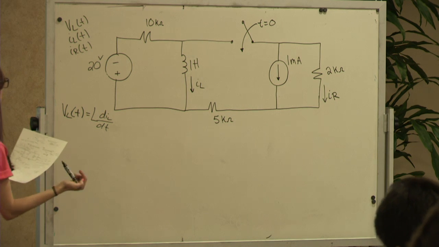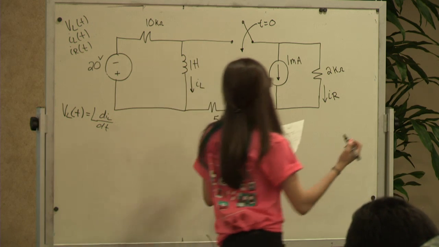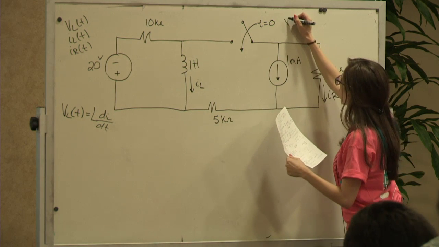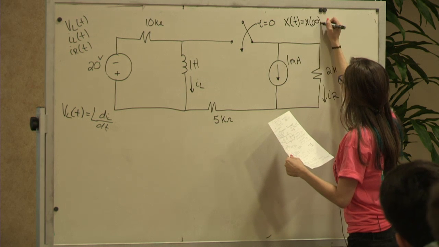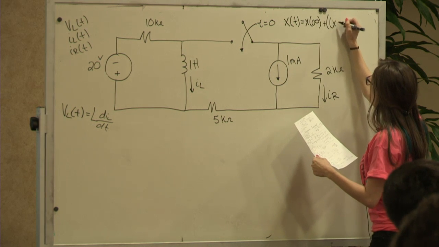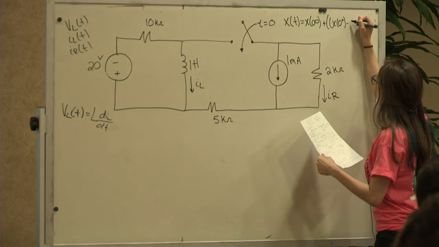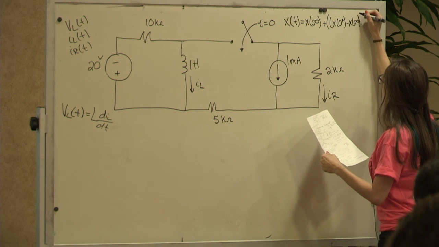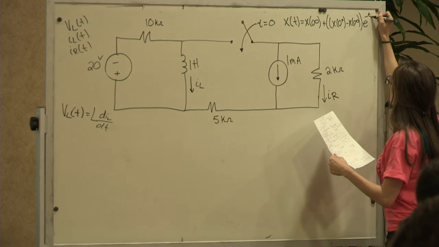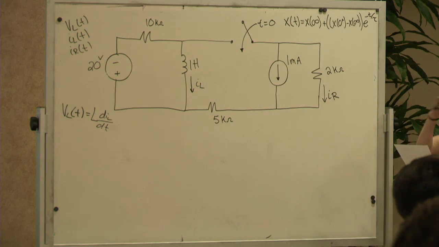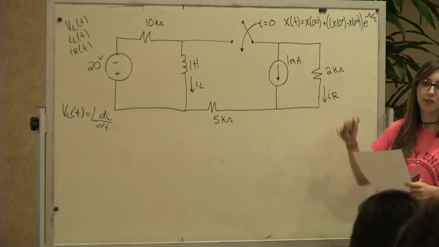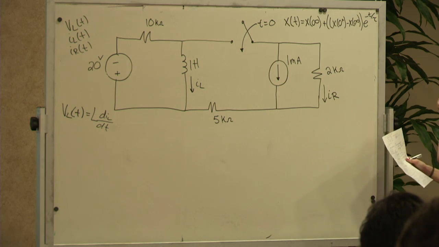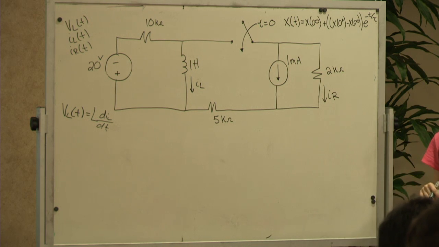And also, let me write it here. I have a general form that I follow. So x of t equals x of infinity plus [x of 0 plus minus x of infinity] e to the negative t over tau. And this you can put current, you can put IR of t, IL of t, VL of t, anything. And that's just a general form for any first order circuit.